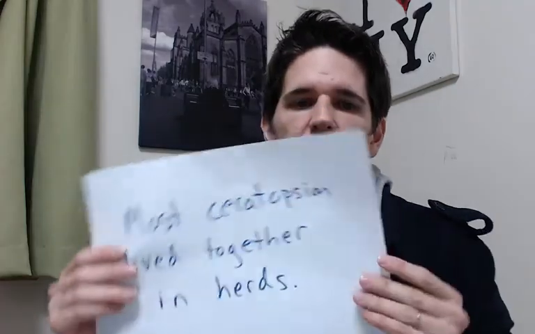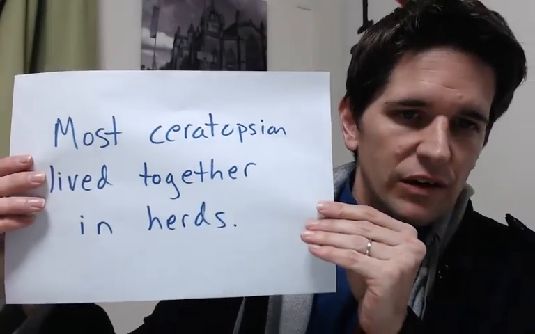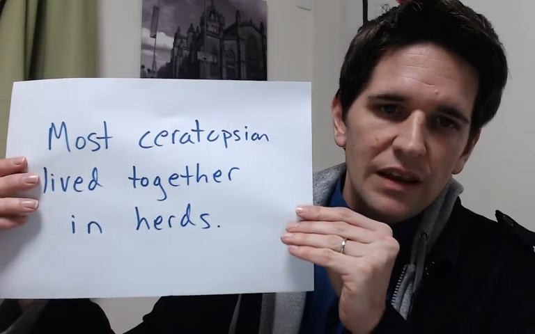So let me do another one. I came prepared. I wanted to give you some examples so you can see a bunch of them. All right, so the next one here. Again, I'm going to give you the simple sentence and then explain more. Okay, so here's the simple sentence: most ceratopsian live together in herds. Most ceratopsian live together in herds.